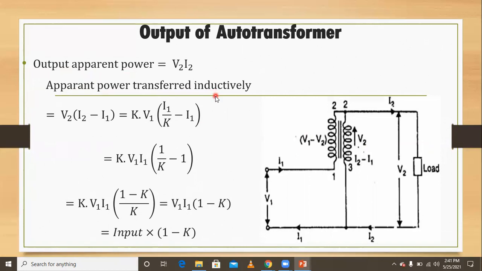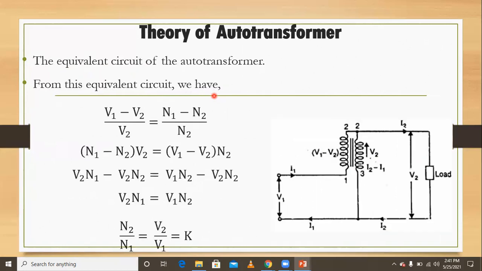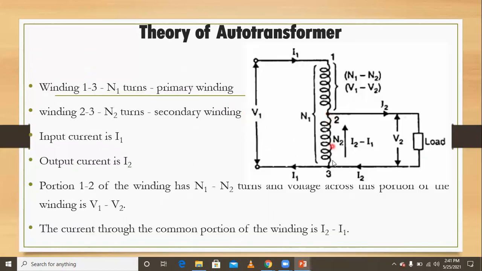Okay, this is a transformer, an auto transformer. The power is transferred from primary to secondary in two ways. One is inductively, one is conductively. Inductively means the common portion in between 2 and 3. This is called magnetically or inductively. 2 and 3 is called magnetically or inductively. But 1 and 2 is called conductively.